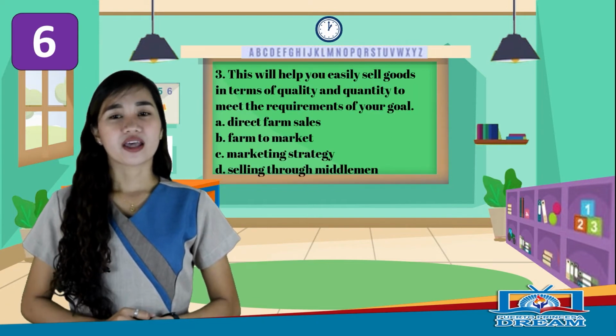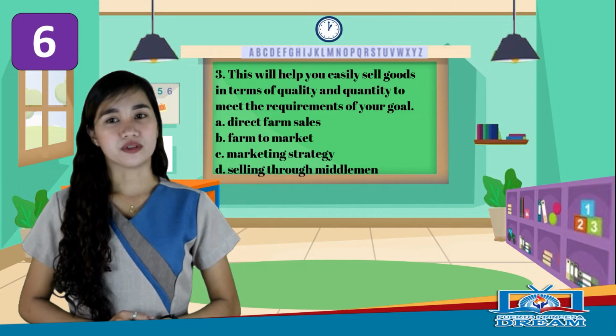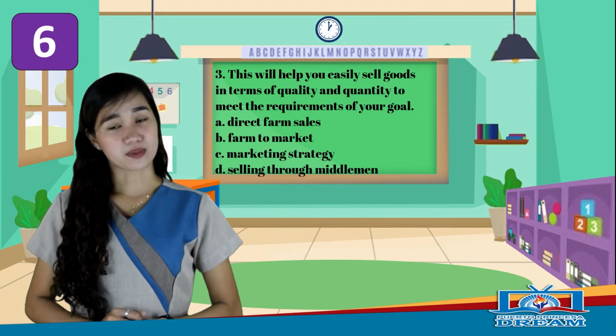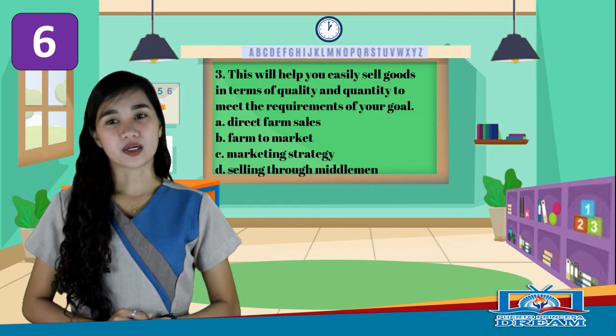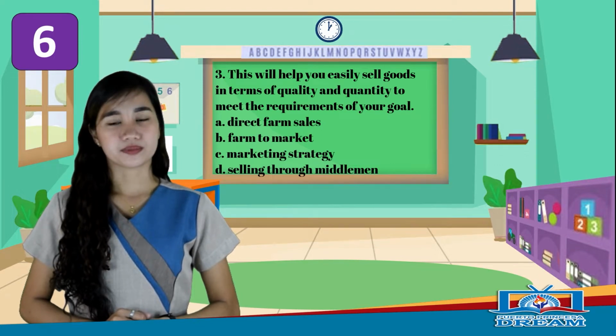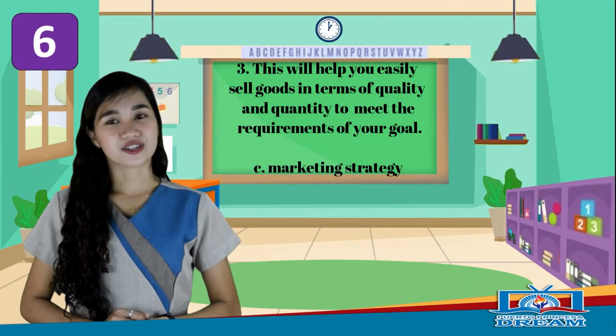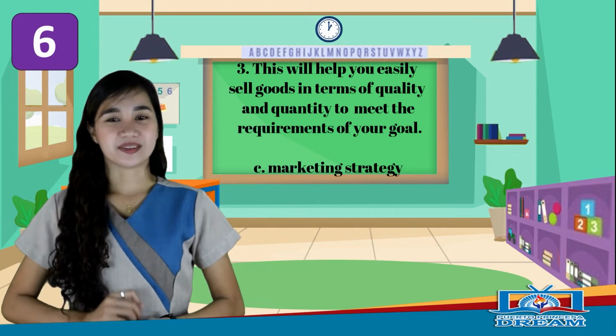Number 3. This will help you easily sell goods in terms of quality and quantity to meet the requirements of your goal. A. Direct farm sales. B. Farm to market. C. Marketing strategy. Or D. Selling through middlemen. The correct answer is letter C.